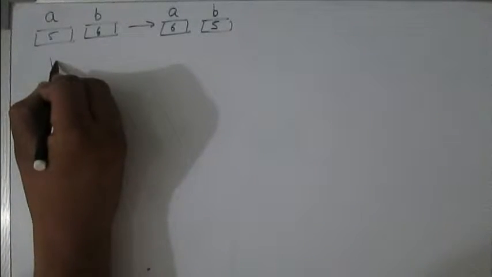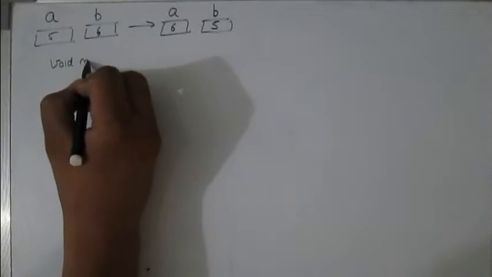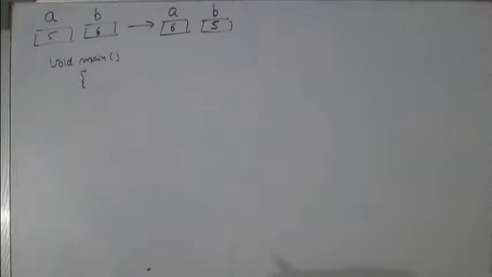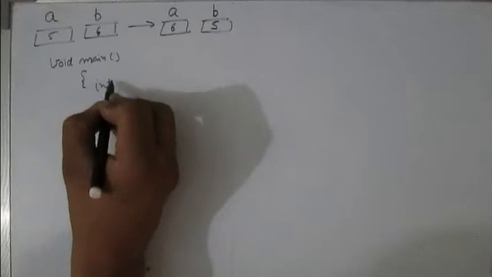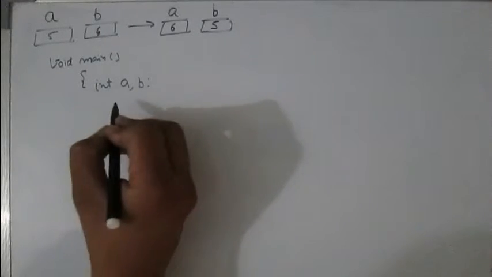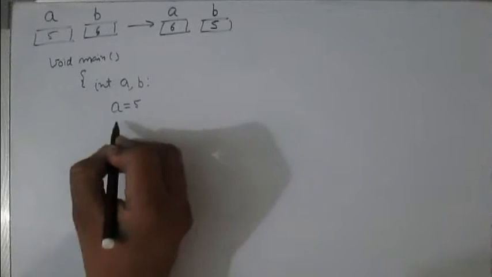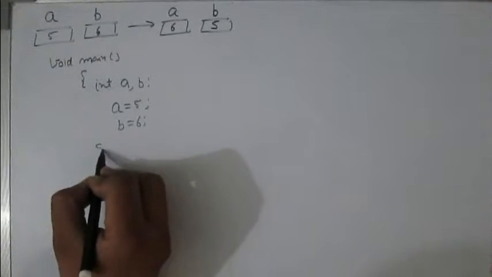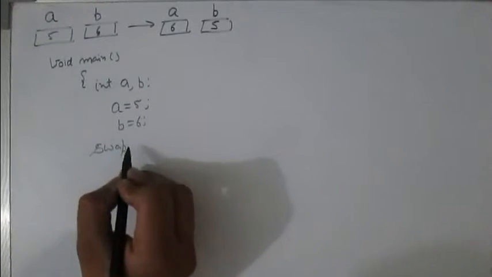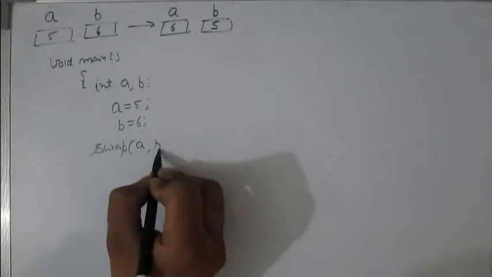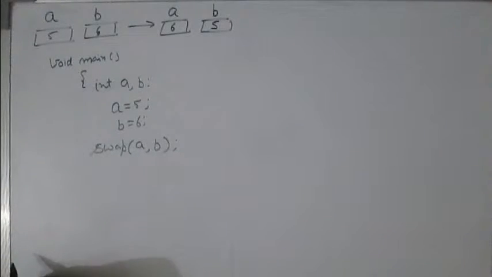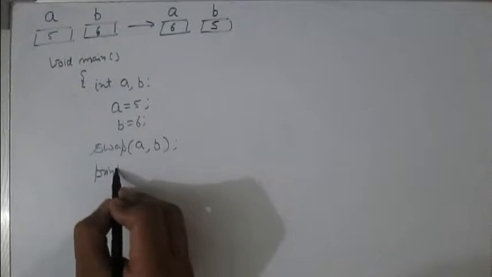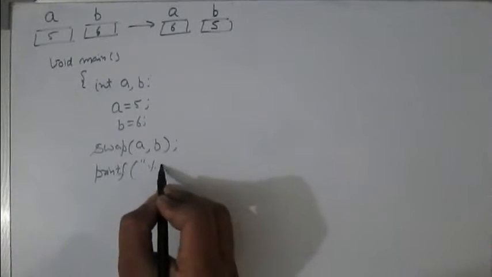So let us start with the main function. We need two variables A and B. 5 is stored in A and 6 is stored in B. I am calling a function in which I am passing these two values, and I expect that after execution of this function the values will be swapped. Now let us print these two values.